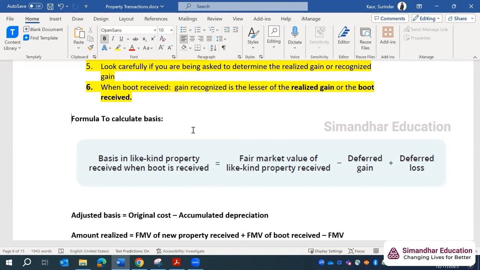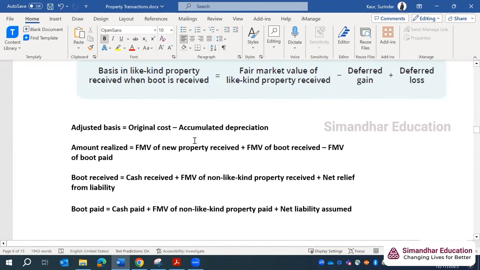Okay. Now, a few terminologies that you should be familiar with. I'm sure we already have done this during our graduations, but it doesn't hurt to do a refresher. Adjusted basis is your original cost minus your accumulated depreciation, and in certain circumstances, it could also be an appreciation.